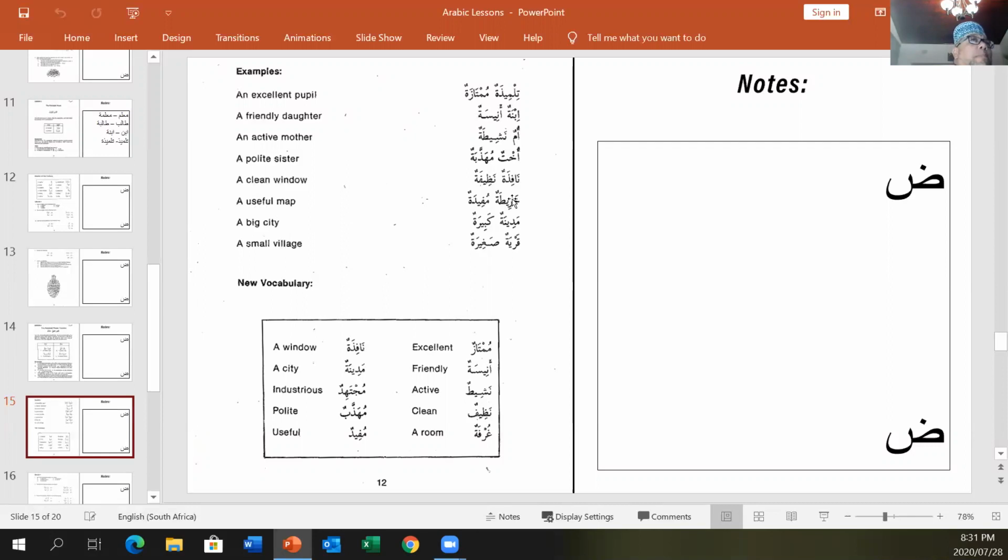A useful pen. Qalamun mufidun. Mufidun. Qalamun mufidun. Ahsan, beautiful.